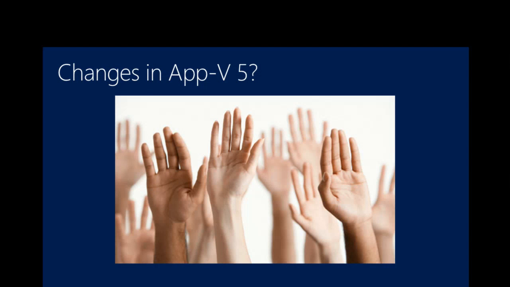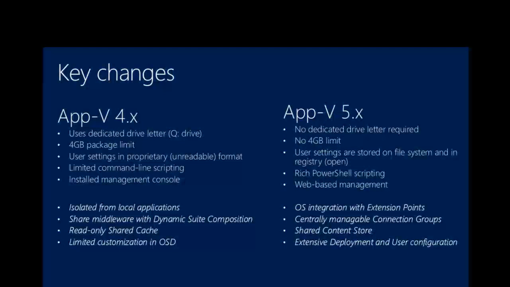How many of you have done anything with it, like a pre-production pilot? Okay, some of you have looked at it. As you may have noticed, there are a lot of changes in AppV5 compared to 4.6. It's basically built from the ground up, and all the things we are familiar with have either changed or disappeared, and new things have evolved. There's no Q drive anymore, there's no 4 GB limit. We have a more open structure to store the delta settings of the user, which was originally in a locked-down PKG file. We have rich PowerShell scripting and web-based management.